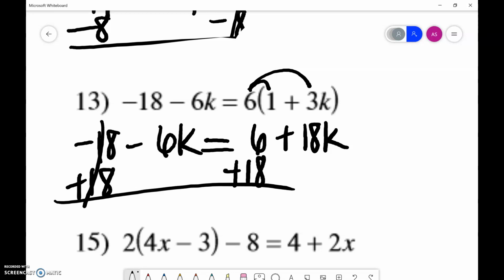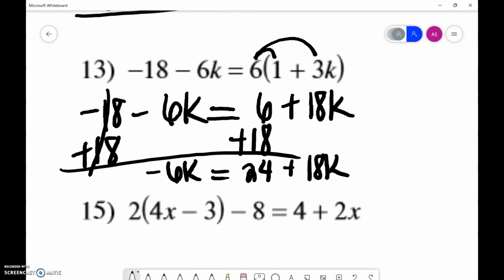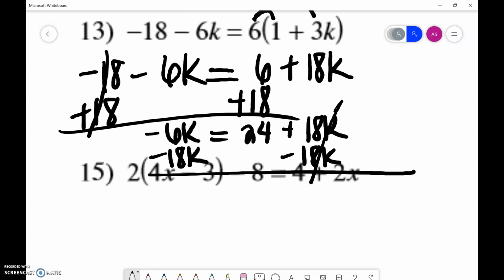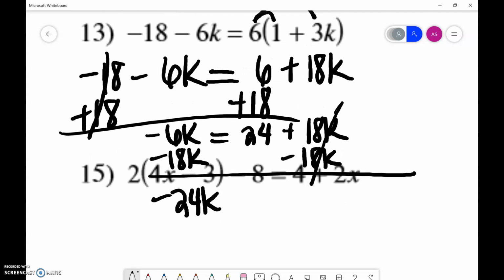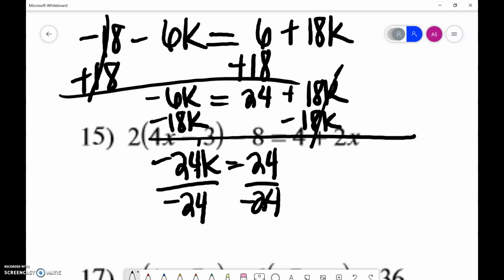Okay, so if I add 18, I have -6k equals 24 plus 18k. Then I'm going to subtract 18k. Okay, leaving me with -24k equals 24. Then my last step, I'm going to divide by -24. Okay, this will cancel out, and I'll be left with k equals -1.